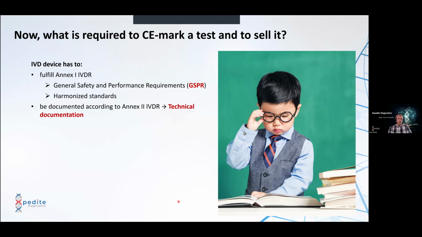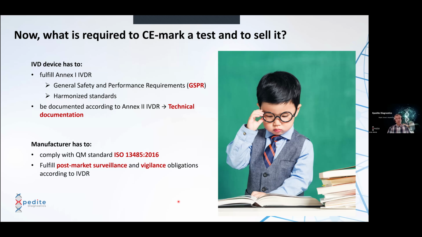And the other important part is that the device needs to be documented according to Annex 2 of the IVDR, which describes the whole content of the so-called technical documentation. And if it comes to the manufacturer itself, these also have to fulfill certain requirements. First of all, they need to comply with quality management standard ISO 13485, which is the QM standard for medical devices in general. And as I said, also in a nutshell, they also have to fulfill the post-market surveillance and vigilance obligations that are required by the IVDR.